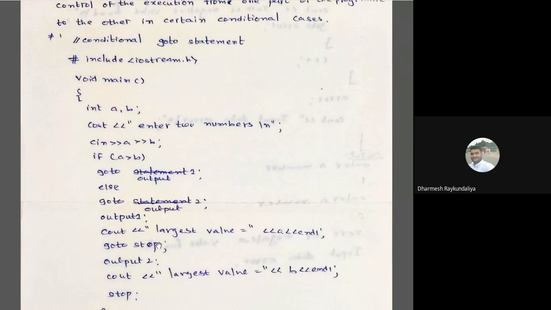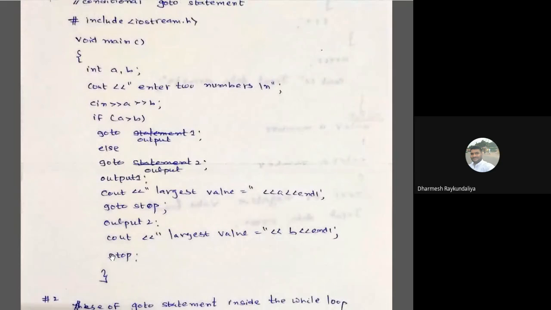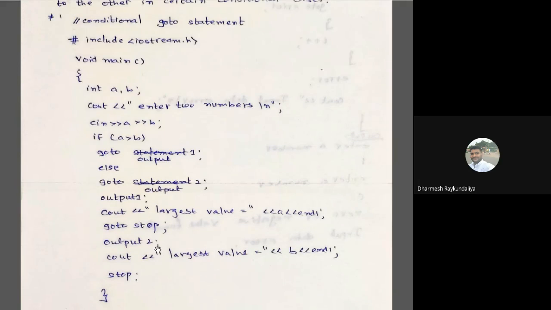So what happened? I have given another jump. After output 1, it will execute the largest value is A, and then it will come to that goto stop. Where is the stop? Stop is here, and then it will end the program. So in that way, if you give the unconditional goto, it is advisable. And if the given condition is false, where your output 2 label is given, it is here. So your control directly jumps from this to this, and it will print the output B, and then the end of the program. Is that clear?